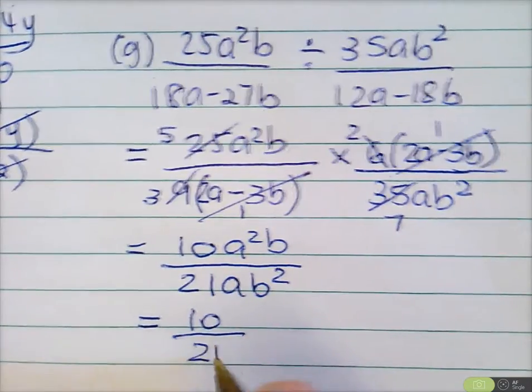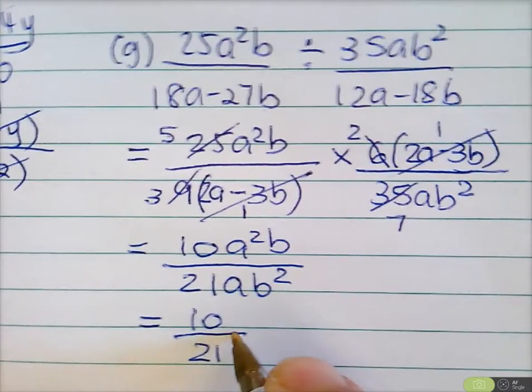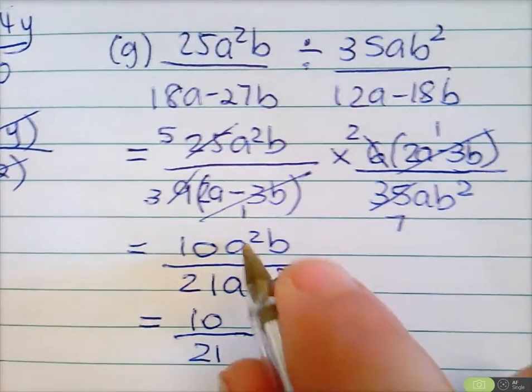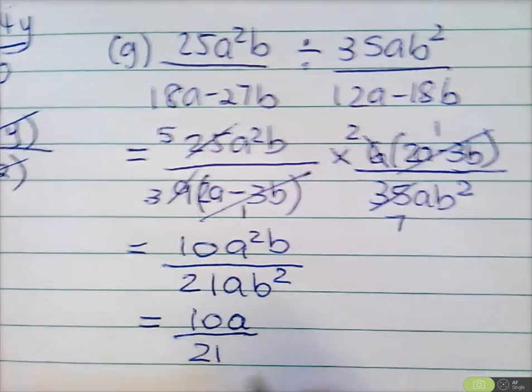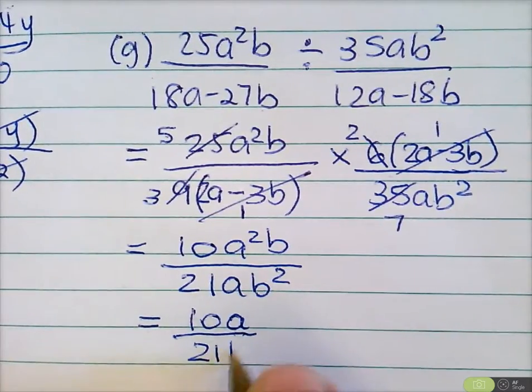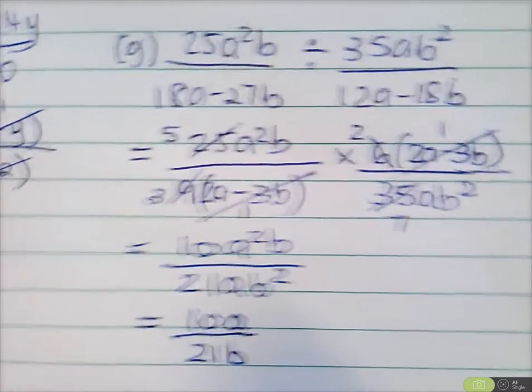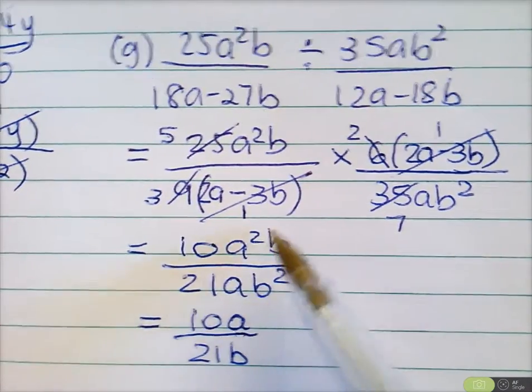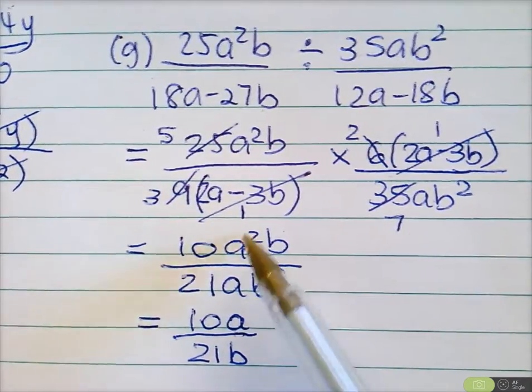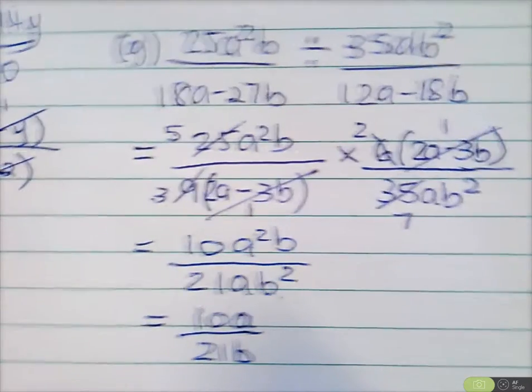And what's going to happen with the a's and the b's? What are you going to be left with? 1a on the top, the numerator, and a b on the denominator. All right? Because a squared b is a times a times b, and ab squared is a times b times b. One of the b's from the top cancels with the bottom. One a from the top cancels with one from the bottom.